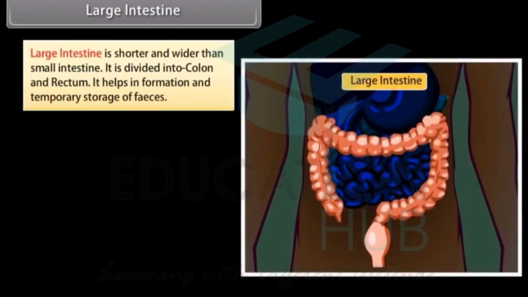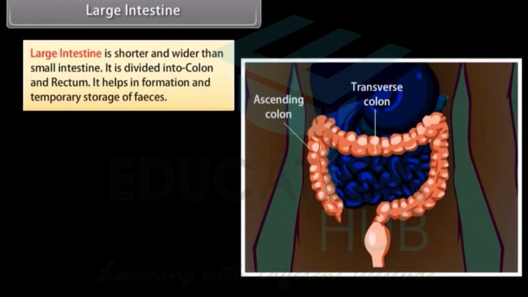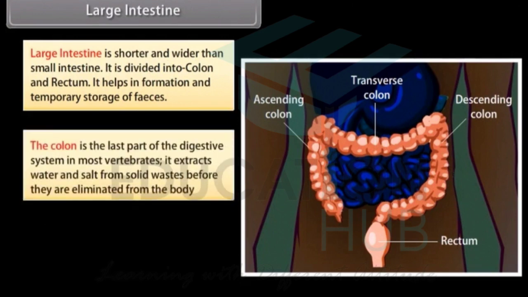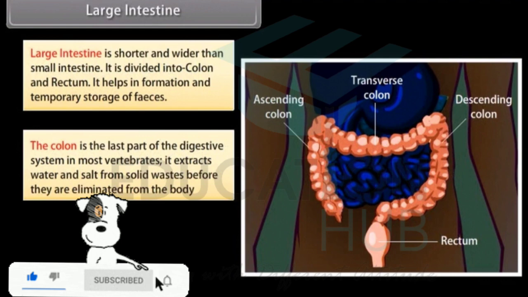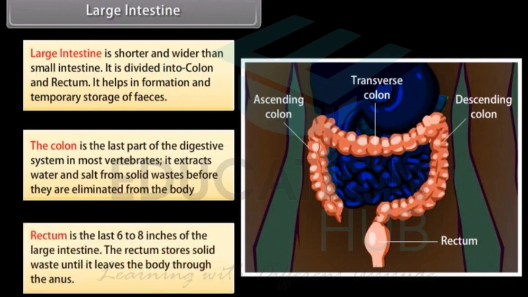Large intestine. Large intestine is shorter and wider than the small intestine. It is divided into colon and rectum. It helps in formation and temporary storage of feces. The colon is the last part of the digestive system in most vertebrates. It extracts water and salt from solid wastes before they are eliminated from the body. Rectum is the last 6 to 8 inches of the large intestine. The rectum stores solid waste until it leaves the body through the anus.